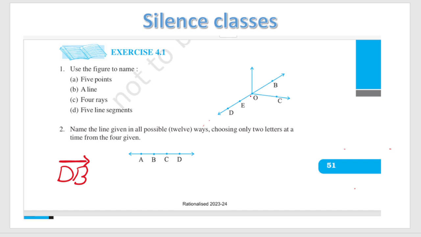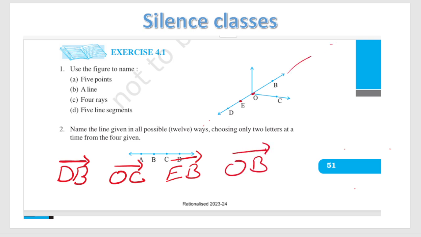We can talk about O and C. O and C, you can check it out. One point is there and it's endless. Now E and B, we are talking about E and B. We can talk about E and B. And we can talk about O, from here to move further. O B, like this.